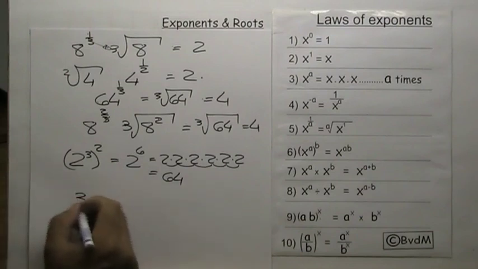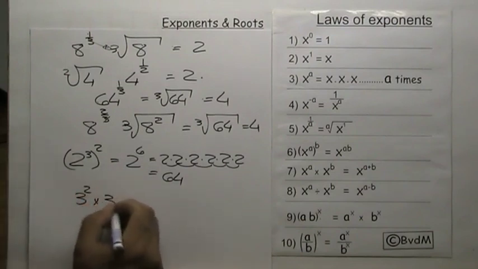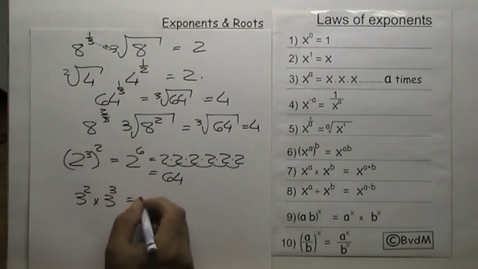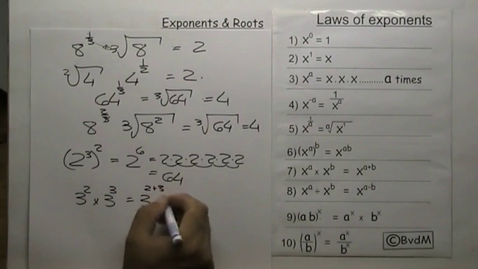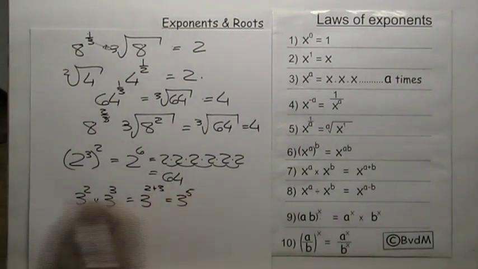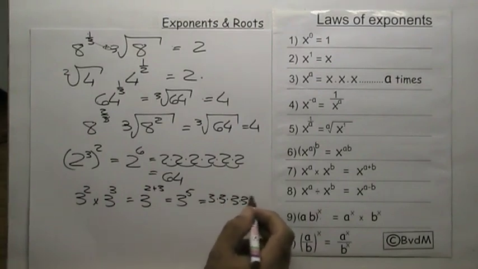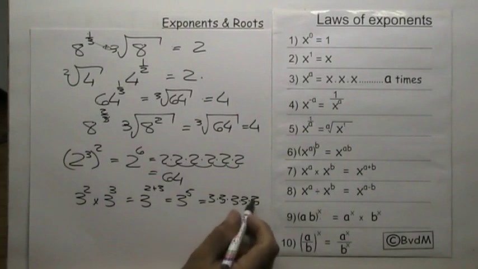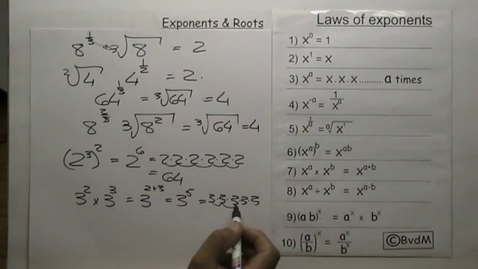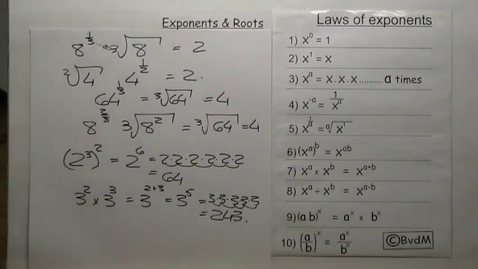Now, let's have a look at 3 squared times 3 to the power 3. That is equal to 3 to the power 2 plus 3. And that becomes 3 to the power 5. And 3 to the power of 5 is 3 times 3 times 3 times 3 times 3. 1, 2, 3, 4, 5 times. 3 times 3 is 9. Times 3 is 27. Times 3 is 81. Times 3 is 243.